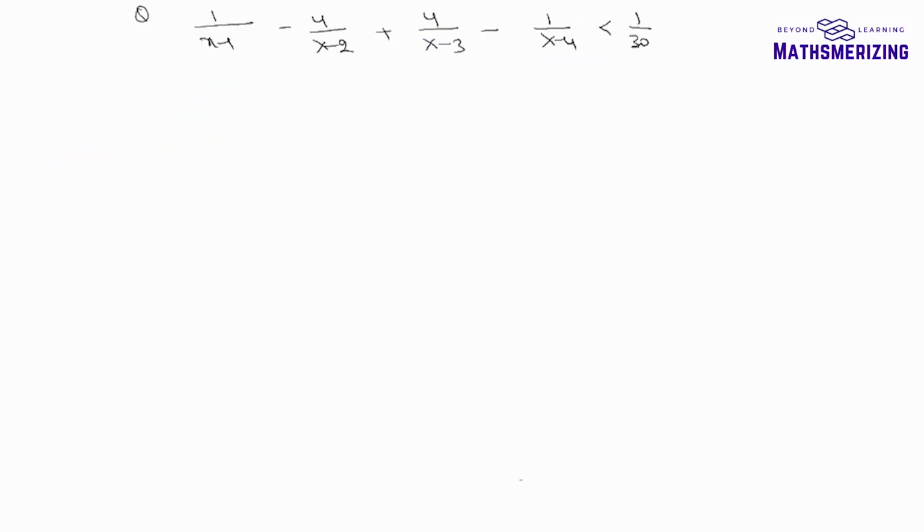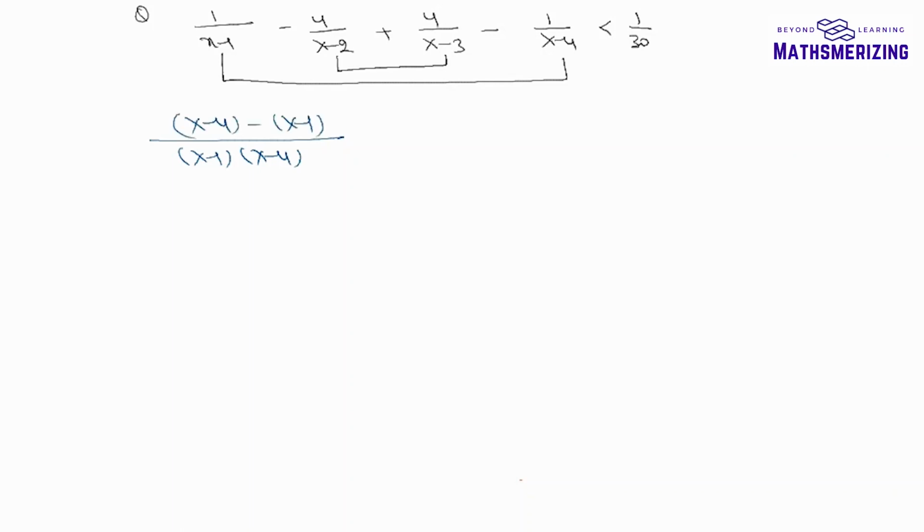Now, when I see this expression, it looks a little complicated, but what I can do is take these two together. When I multiply them, I'll get x square minus 5x. And when I multiply these two also, I'll get x square minus 5x. So maybe I'll try and sort it out. I hope that it does work. So I'll take these two together. I can write it as (x minus 1)(x minus 4), and it'll be (x minus 4) minus (x minus 1). And then here I'll take 4 common.